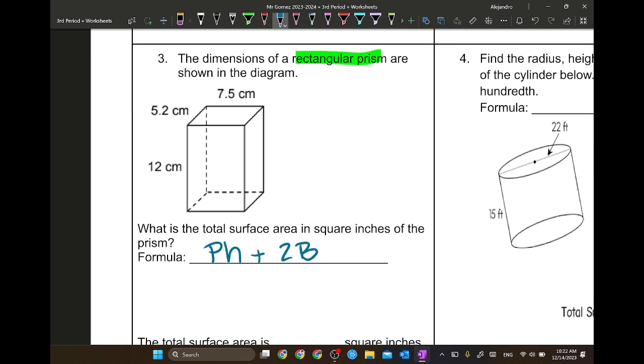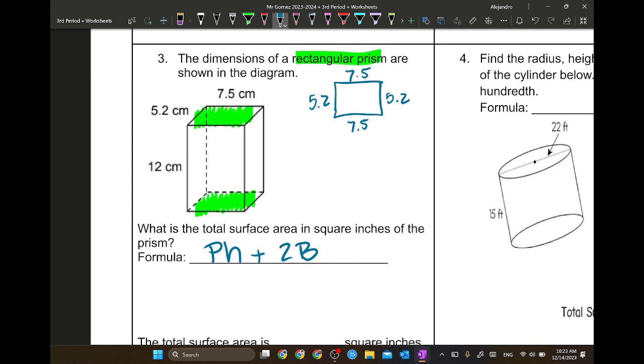So for this one, the first thing you need to do is identify the base. And so we need the total surface area. I don't care which one you picked the base to be. So I'm just going to pick this right here. And of course I have another one, and it's going to be this one on the bottom. And what you want to do is draw this base on the side and label it. So what is the top number? 7.5, and the left number? 5.2. So the bottom number should be 7.5, and the right number is 5.2.